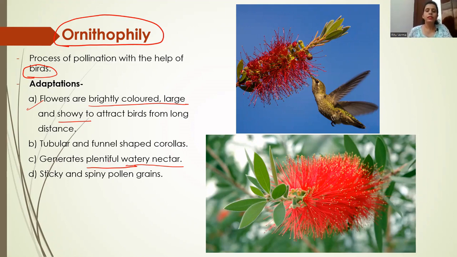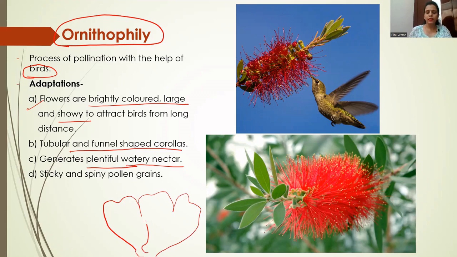Another adaptation is that these flowers are tubular and funnel shaped. That means they have a corolla. Corolla means the whorl of petals, so together this whorl of petals is known as the corolla. So the tubular and funnel shaped corolla is present.